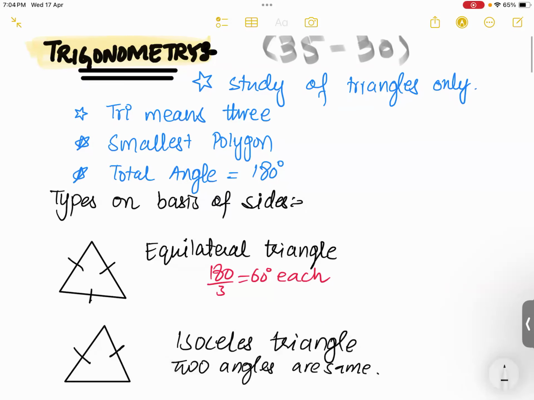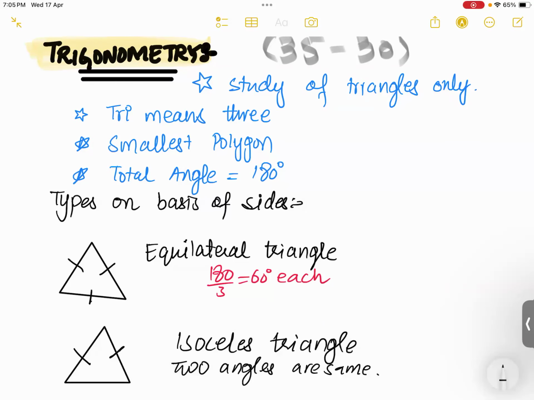First of all, trigonometry is the branch of maths that deals with the study of triangles only. And we know that in triangle, tri means three and angle means angle, so we can say that a triangle will have only three angles. Listen to me very carefully. I'm talking very slowly today.